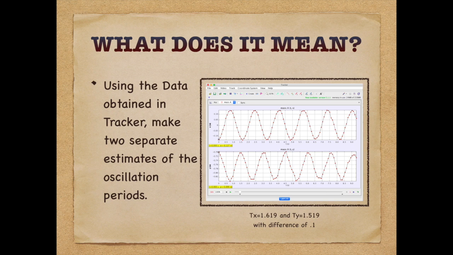And then what does it mean? Using the data obtained in Tracker, make two separate estimates of the oscillation period. So we have Tx equals 1.619 and Ty equals 1.519 with a difference of 0.1. So this could basically mean that there was more oscillation in the y direction because it was going closer to 0 faster than it was in the Tx.